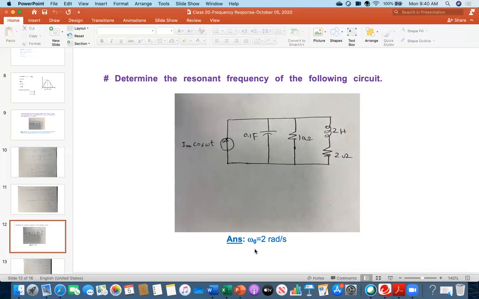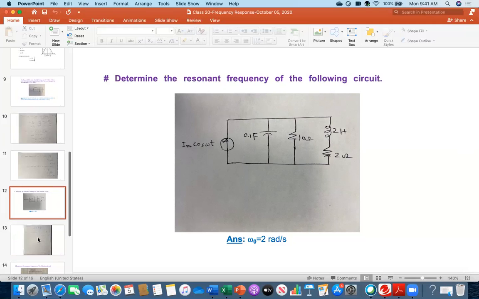And then this is the answer I have written, omega naught 2 radian per second. But here, I am asking the resonant frequency. You cannot do omega naught equal to 1 over root LC, because here it is in series. That is the problem. If it were not series, only 2 henry here, 10 ohm and this one, pure, all three in parallel, then you can use that equation 1 over root LC. So that's why we have to use a different technique to get the resonant frequency.